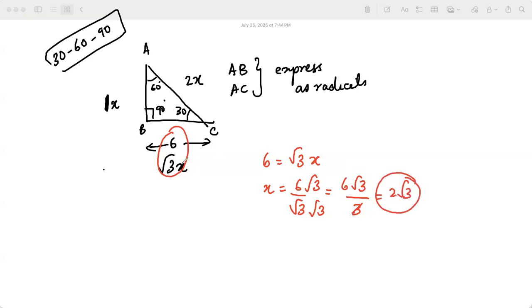Johan, did you understand where you went wrong? Oh, AC is 4 root 3. Exactly. So x is 2 root 3, which means this side is 2 root 3. This side is 4 root 3.